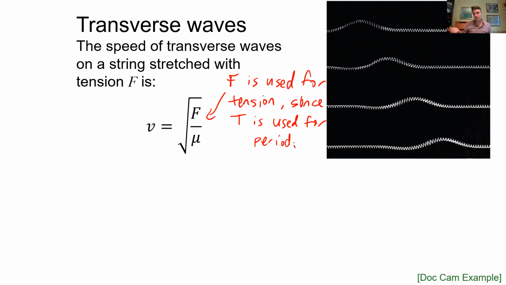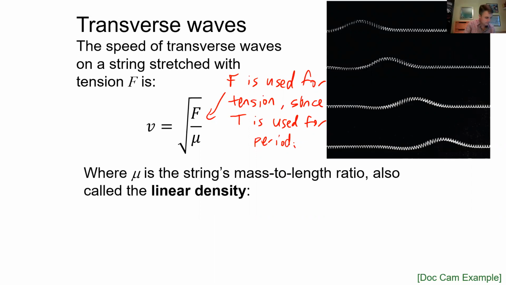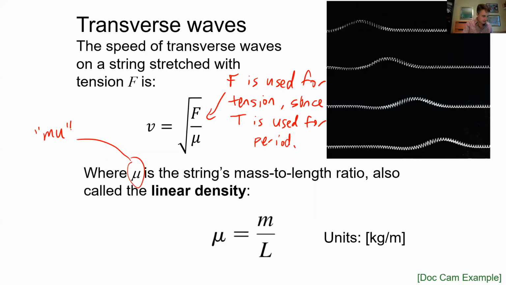Anyway, the tension is going to be in newtons, right? So it is a force. And then mu is a Greek letter. Since we don't have enough letters in the English alphabet, might as well go to Greek, right? This is called mu. It's the favorite letter of Greek cows, I guess. It is the linear density of the string, so the mass of the string divided by its length. So its units are kilograms per meter.